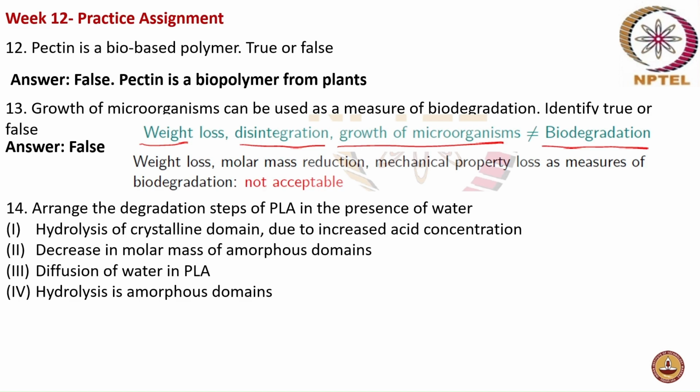Hydrolysis of crystalline domain due to increased acid concentration, decreasing molar mass of amorphous domains, diffusion of water in PLA, hydrolysis of amorphous domains. Which of these steps happens first? Which is the sequence of steps that happens for degradation of PLA in the presence of water? What should really happen first to start the process? Water is there, PLA is there. What should happen first?